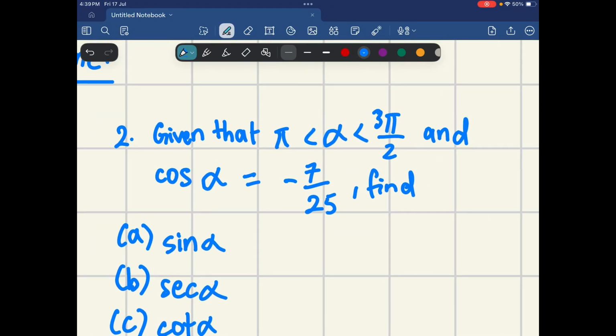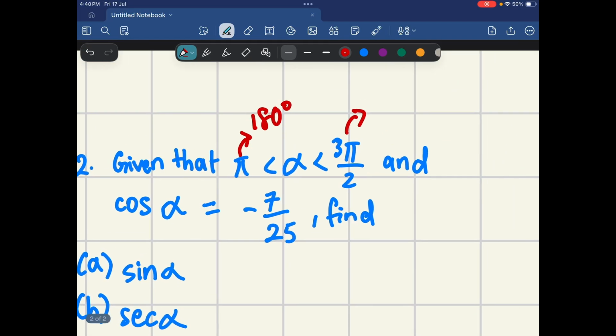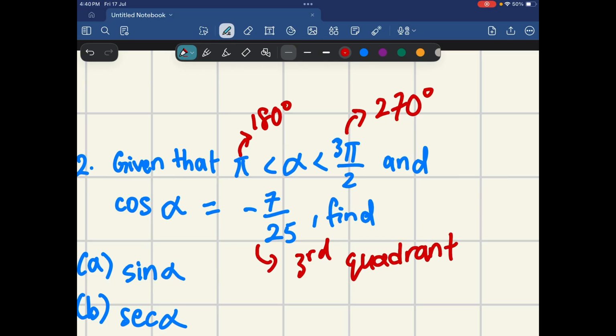Now for question 2, it states that this angle is between pi and 3π/2. So actually we can calculate what these are. Pi is 180 degrees and 3π/2 is 270 degrees. And since cosine is negative here, it will be in the third quadrant, and it's correct because in the third quadrant your cosine will be negative.